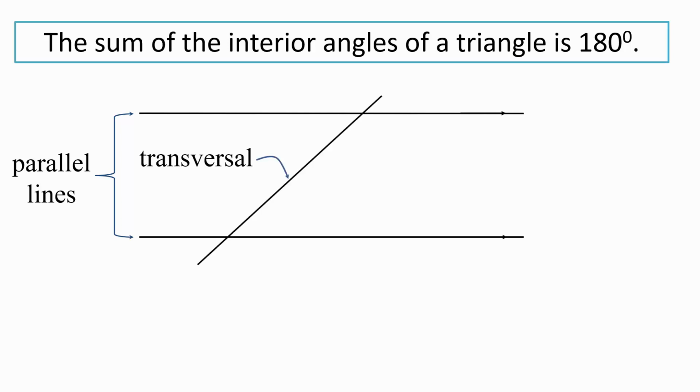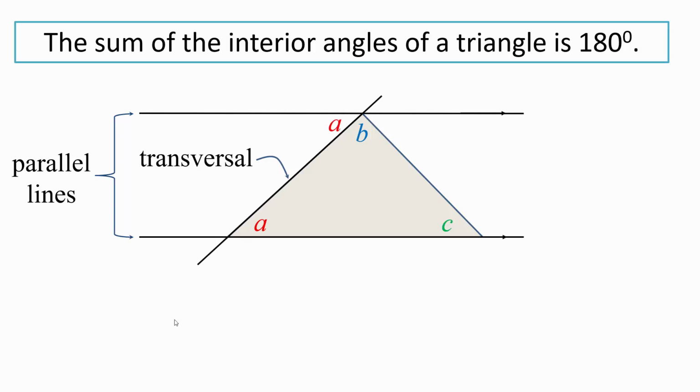Then we have a line passing through both parallel lines, and that is called the transversal. Now let's create a triangle using the transversal. Something like that. And we can mark in the interior angles, call them A, B and C. Now look at angle A. Is there another angle on the diagram that is the same magnitude as angle A?